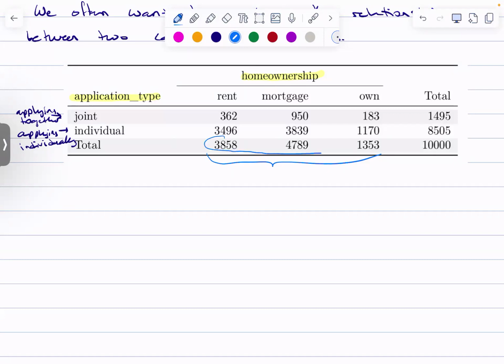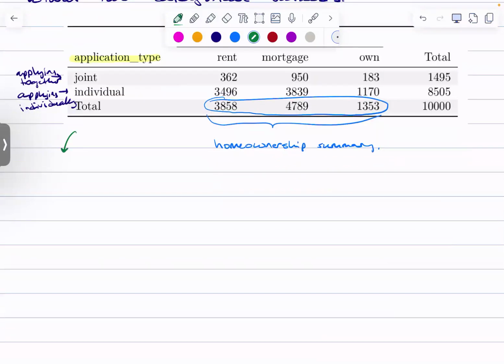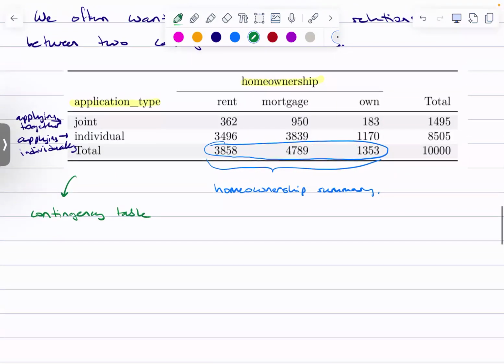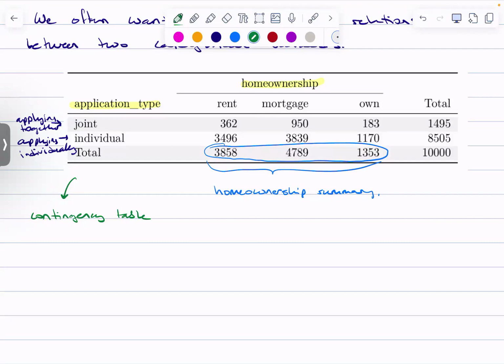And so here, this is the home ownership summary. So we could have done the same thing for the application type. And in general, this type of table is called a contingency table. So when we have a table like this, we call it a contingency table, which leads us to contingency analyses. We'll be able to analyze this contingency table, but for now, we just need to be able to read it.